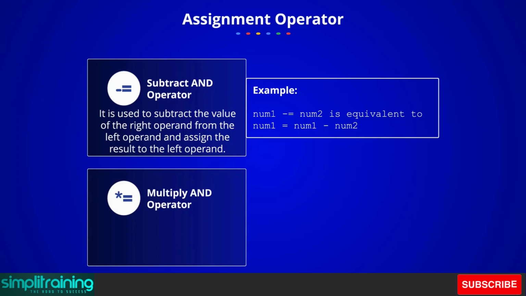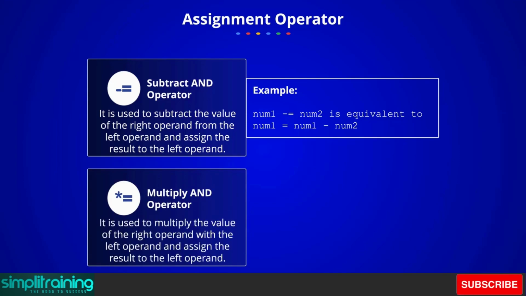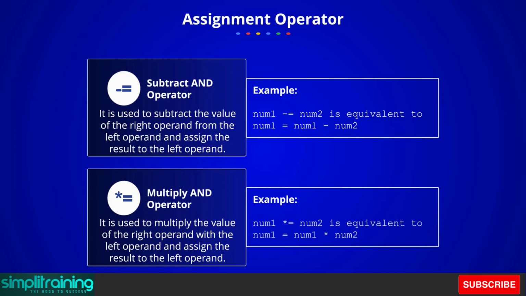Multiply AND operator. It is used to multiply the value of the right operand with the left operand and assign the result to the left operand. Example, num1 *= num2 is equivalent to num1 = num1 * num2.